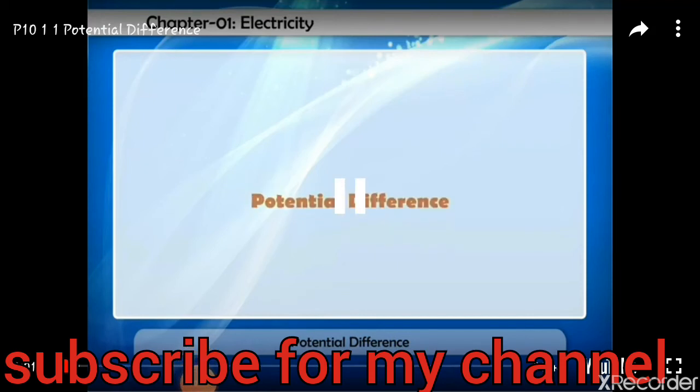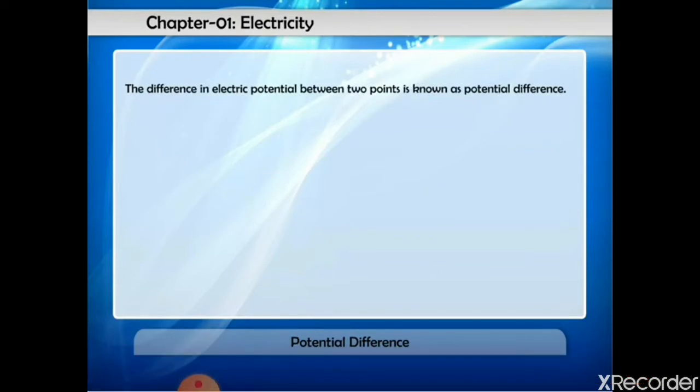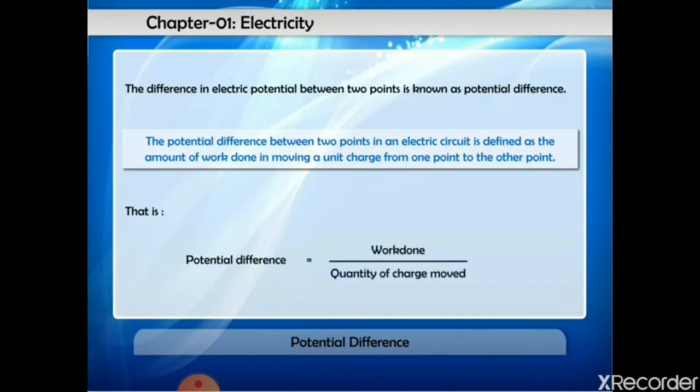Potential difference. The difference in electrical potential between 2 points is known as potential difference. The potential difference between 2 points in an electric circuit is defined as the amount of work done in moving a unit charge from one point to the other point. That is, potential difference is equal to work done divided by quantity of charge moved.